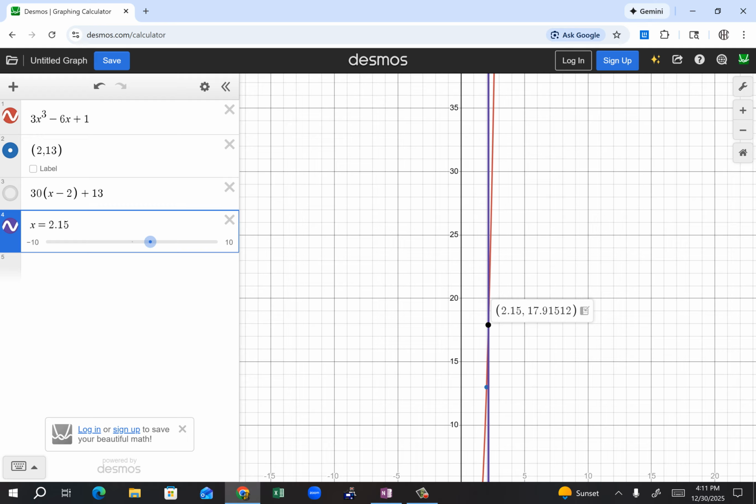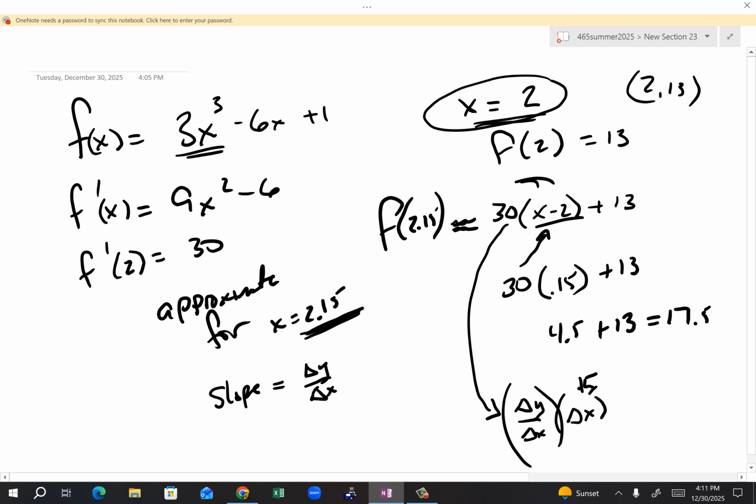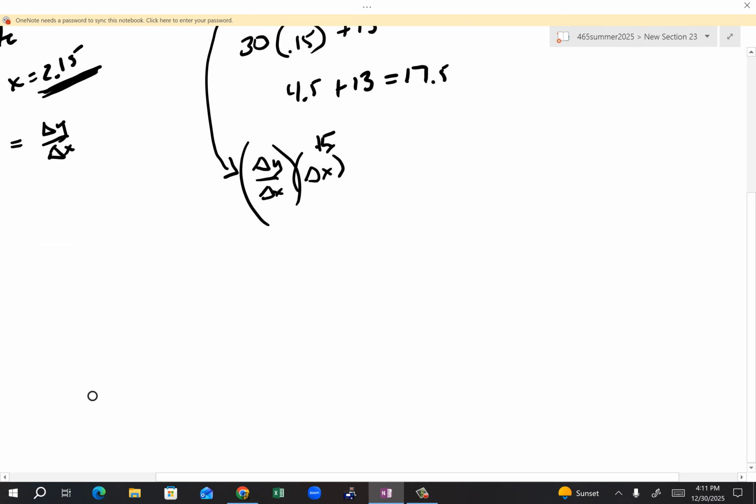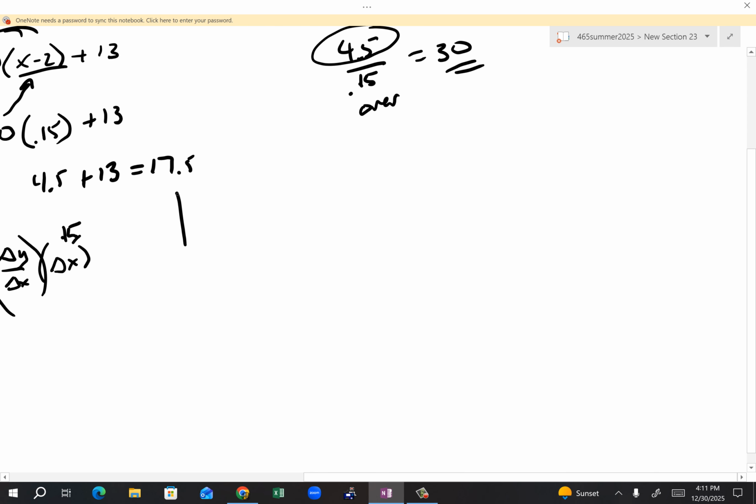And if I did that, what I would find is at 2.15, it's actually 17.9115. Does that make sense? This is close. Well, how far off is it? That's a good question, isn't it? So we're going to take a look at that. We can actually find the error.